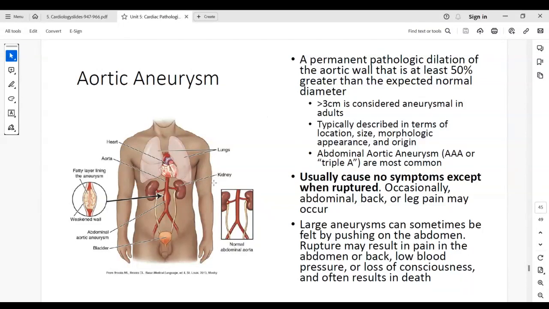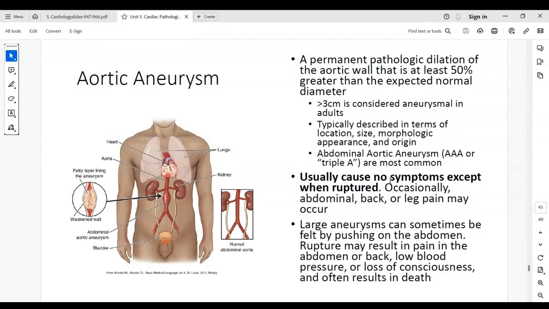Okay, so what is aortic aneurysm? A permanent pathologic dilation of the aortic wall that is at least 50% greater than the expected normal diameter. More than 3 centimeters is considered aneurysmal in adults, typically described in terms of location, size, morphologic appearance, and origin. Abdominal aortic aneurysm or triple A are most common.